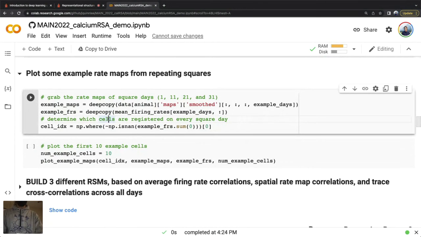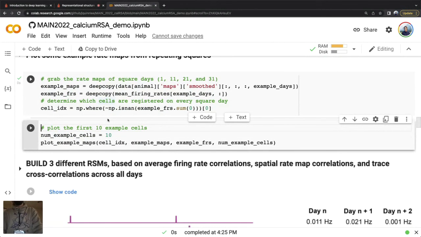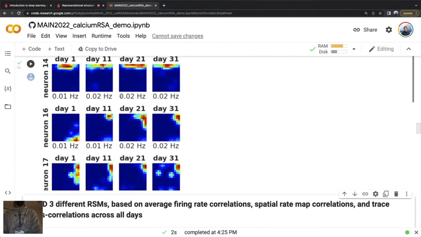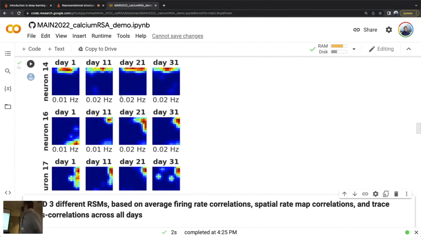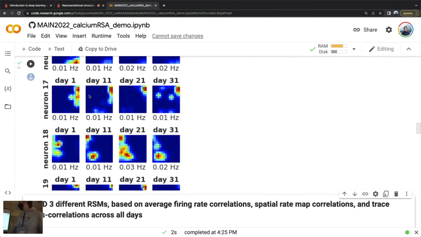So here, I'm just going to grab some example rate maps that I've pre-computed from the square days. And let's plot the first 10 neurons from these square days. So here is a neuron that has a sort of spatial firing field along the border, the top border of the square environment, pretty consistently on all these square days. And here's another one that has this more loose field that's toward the top right corner of the environment.